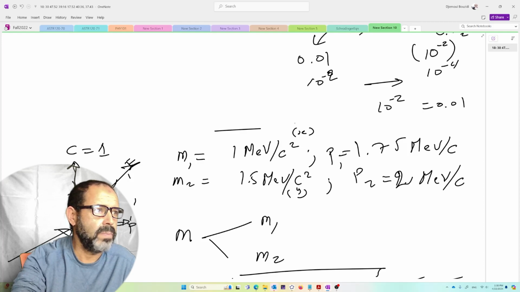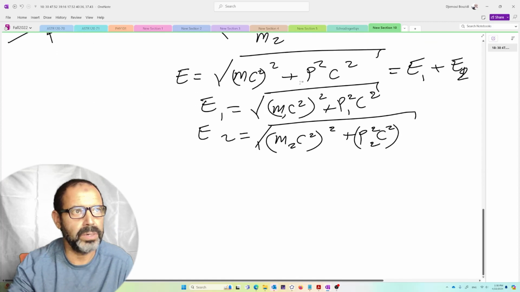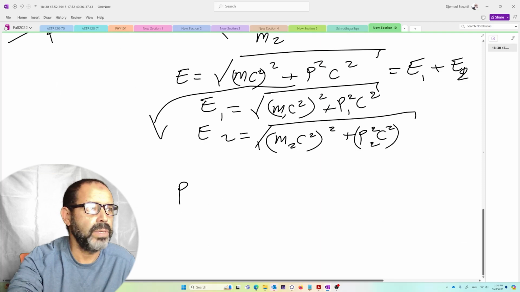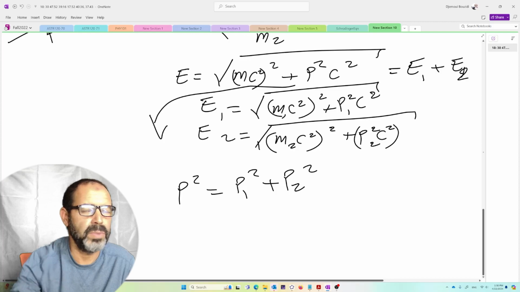As a matter of fact, it satisfies the Pythagorean theorem, because of the conservation of momentum. So P1 is the momentum of the first one in this direction, and P2 the momentum of the second one in that direction. Using the Pythagorean theorem gives me the P of the incoming particle. So this P is needed: P squared is equal to P1 squared plus P2 squared.